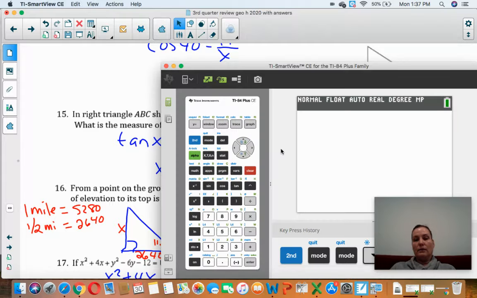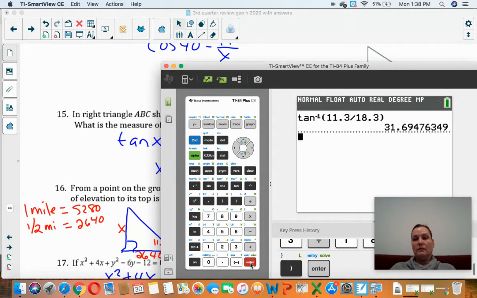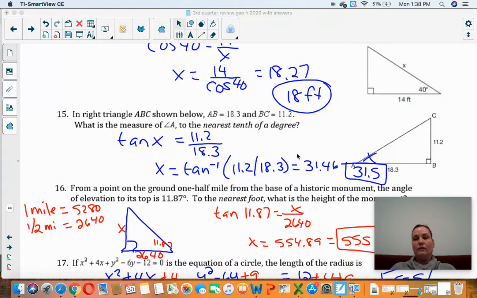Make sure your calculator is in degree mode. I hit second, and then I hit the tan button. The parenthesis pops up right away, 11.2, divided by, let me just see what my number was again. My number was 18.3. You don't have to close the parentheses, but it is a good habit to get into. And then there's my angle. So I have 31.5 because I did want to find it to the nearest tenth.